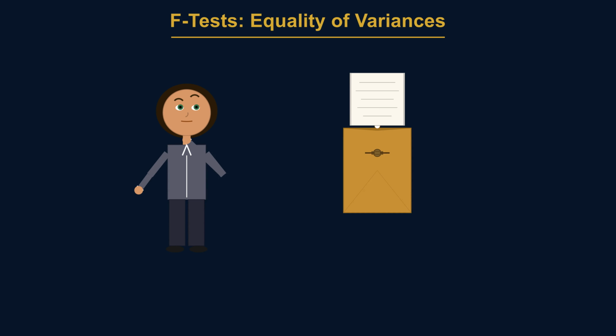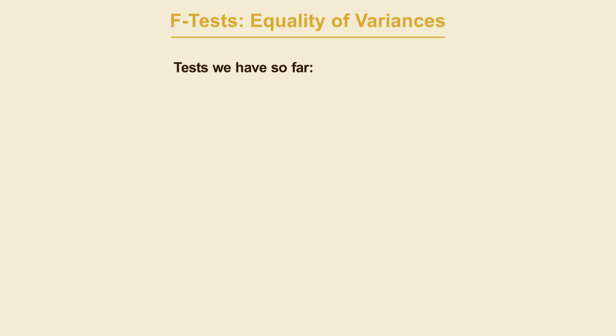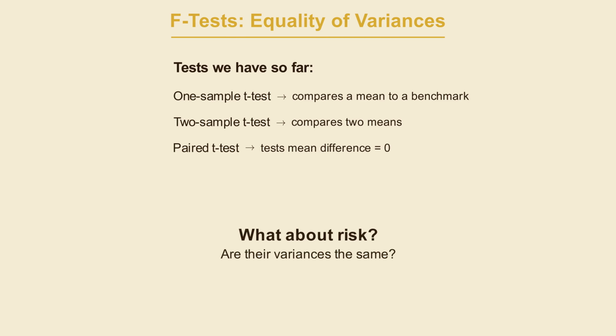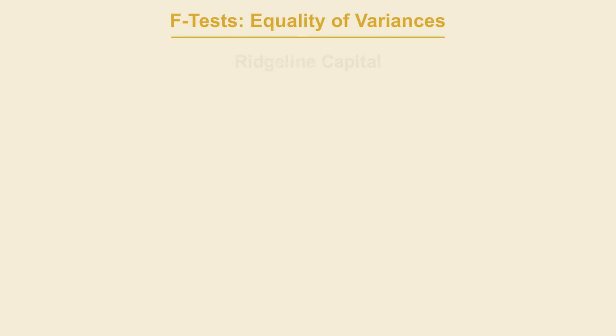So far in this module, every test we've built has been about comparing means. The one sample t-test asks whether the mean equals some benchmark, and the two sample t-test asks whether two means are different. The paired t-test asks whether the mean difference is zero, but none of those tools can answer a different kind of question. Are two groups equally risky? Are their variances the same? That's exactly the question in the Ridgeline Capital case.